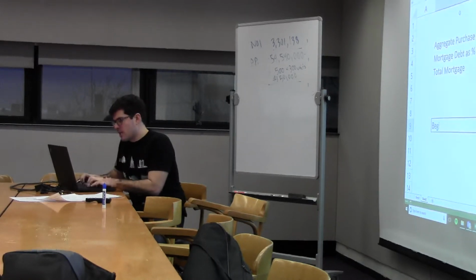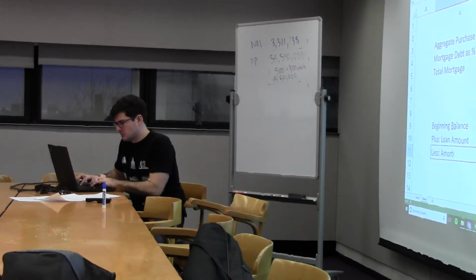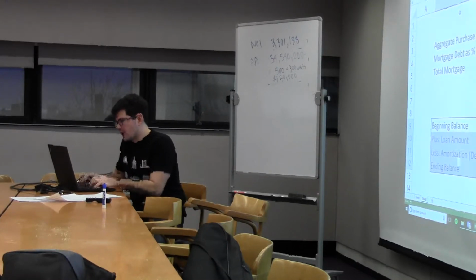So the way to think about this is you have a beginning balance, you have plus loan amount, then you have less amortization. So it's just pay down of debt. And then you have ending balance. Every year. It's just the way to think about it.